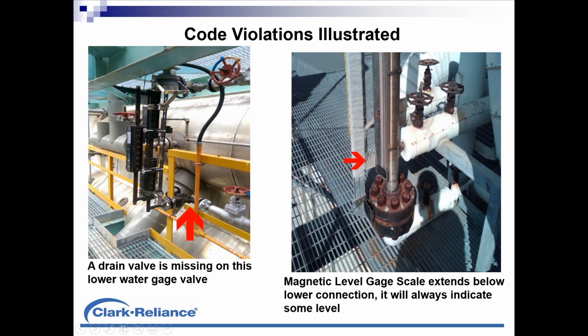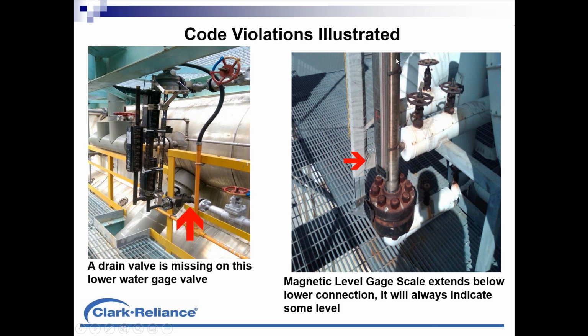Couple of additional concerns here. This little boss that you see on the lower water gauge valve here is supposed to be welded to a drain valve routed to a safe location, but being that there's no drain valve here, there is no way to isolate this gauge glass and drain it without draining the boiler. This was remedied, but during installation, someone just welded that port shut and had an immediate violation.